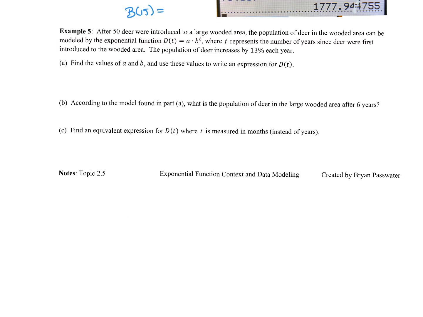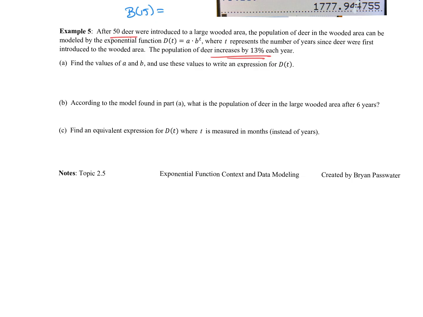One more example on these notes. After 50 deer were introduced to a large wooded area, the population of deer in the wooded area can be modeled by the exponential function d of t equals a times b to the t, where t represents the number of years since deer were first introduced to the wooded area. The population of deer increases by 13% each year. Part A: find the values of a and b and use these values to write an expression for d of t.